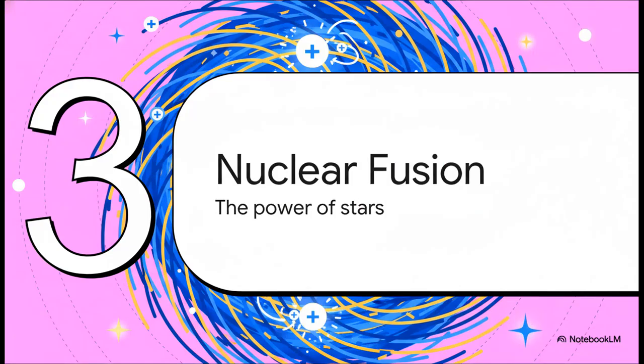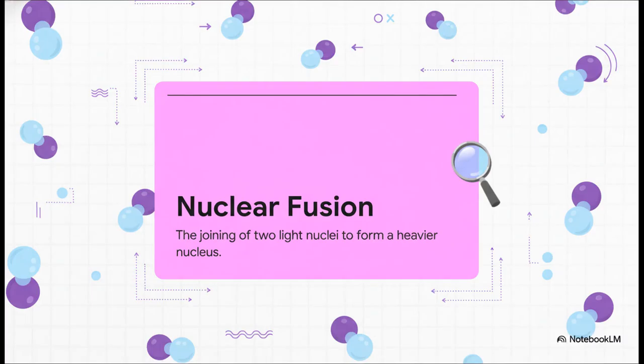Right, so that's fission all wrapped up. Now let's flip the coin and look at its opposite, nuclear fusion. If fission is all about splitting things apart, you can probably guess that fusion is all about joining things together. And this process is literally what powers the entire universe. And just like before, here's that key exam definition you'll want to remember. Nuclear fusion is the process of joining 2 light nuclei to form a heavier one.